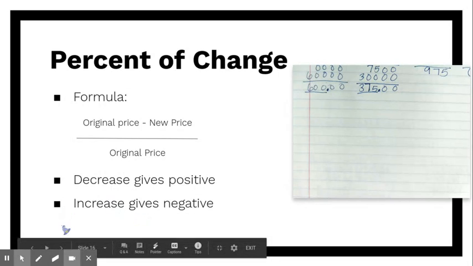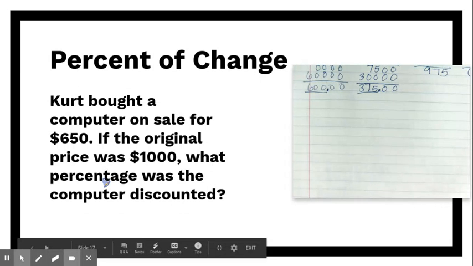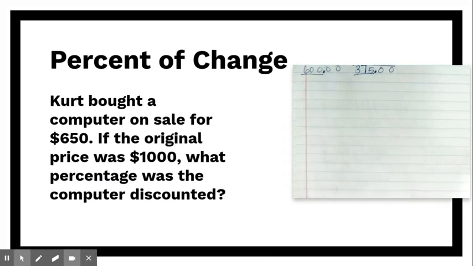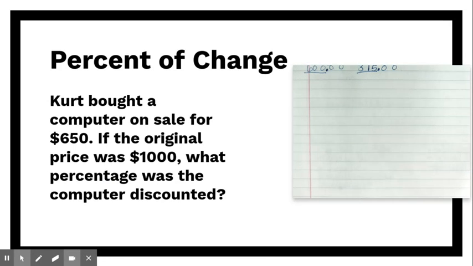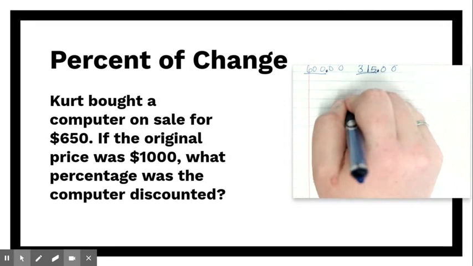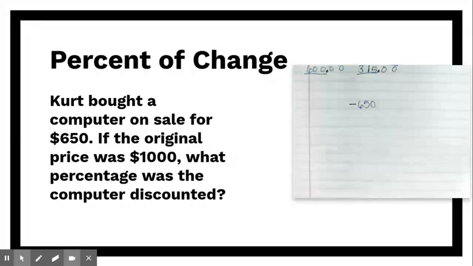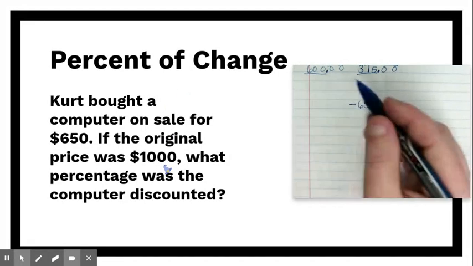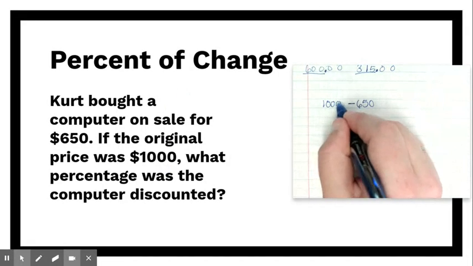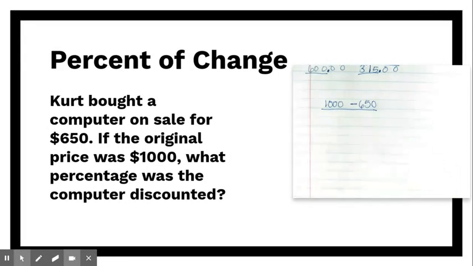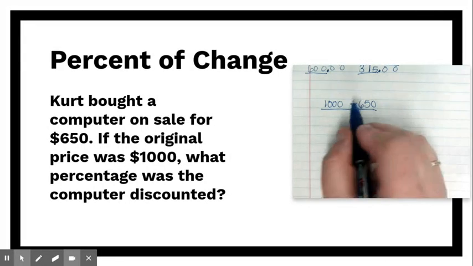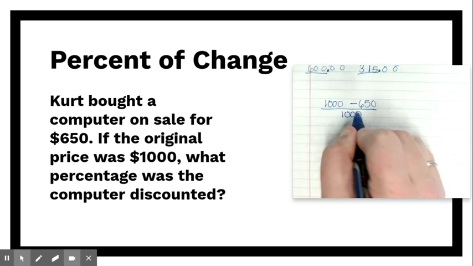Okay. So next one. Okay, so let's look at this. Kurt bought a computer on sale for $650. So he bought it on sale. So if he bought it on sale, that means that's the new price, right? Because that's what they gave as the price now. Okay, and then it says if the original price was $1,000. So that says my original price was $1,000. So that's going to be what's first. So we're going to do 1,000 minus 650 first. And then we divide it by the original price, which is 1,000.